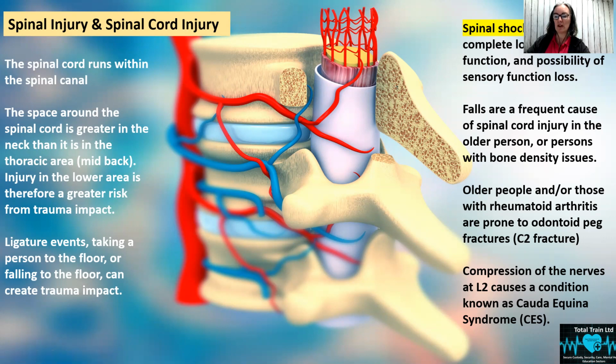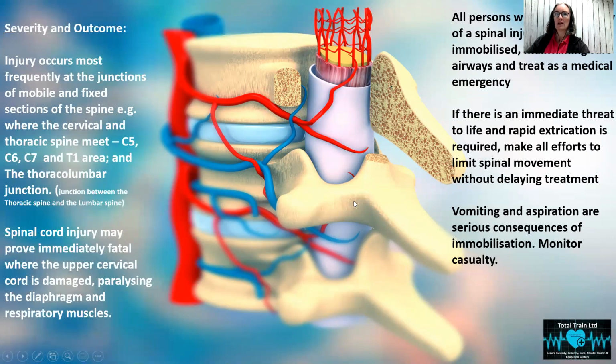Thinking about people as well, older people, or especially older women, when bone density is being affected, especially through menopause and after menopause, a woman's bone density significantly changes to that of a man. Injury occurs most frequently at the junctions of the mobile and fixed sections of the spine, for example, where the cervical and thoracic spine meet, which is the C5, C6, C7, and T1 area. Spinal cord injury may prove immediately fatal where the upper cervical cord is damaged, paralyzing the diaphragm and respiratory muscles.